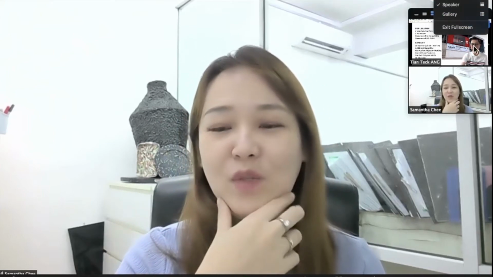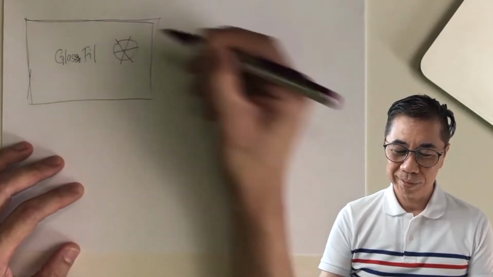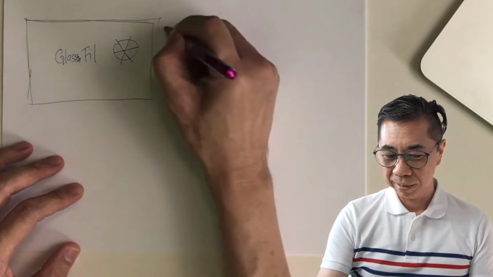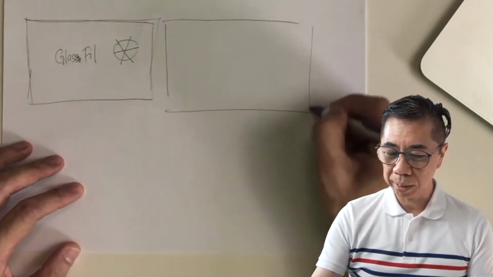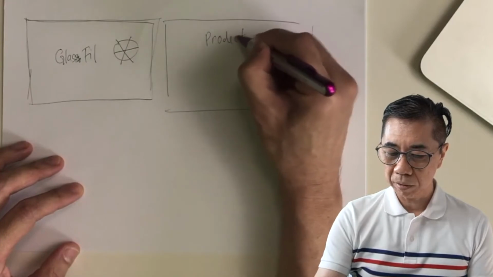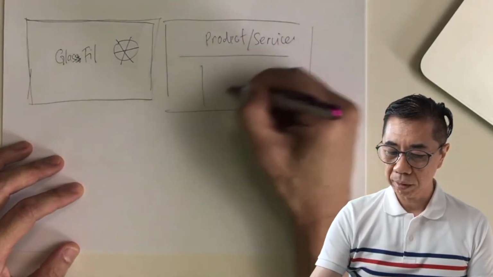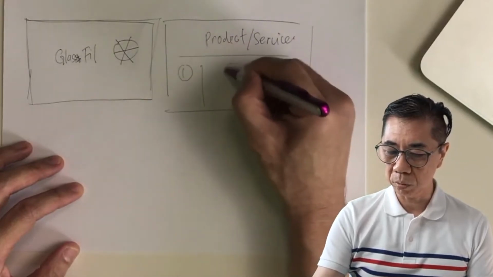Yeah, I suddenly realized that it's wrong from the start. And then after that, you can have your logo here, and then you can have your product or services. Okay, and then you want to divide them into 1, 2, and 3.